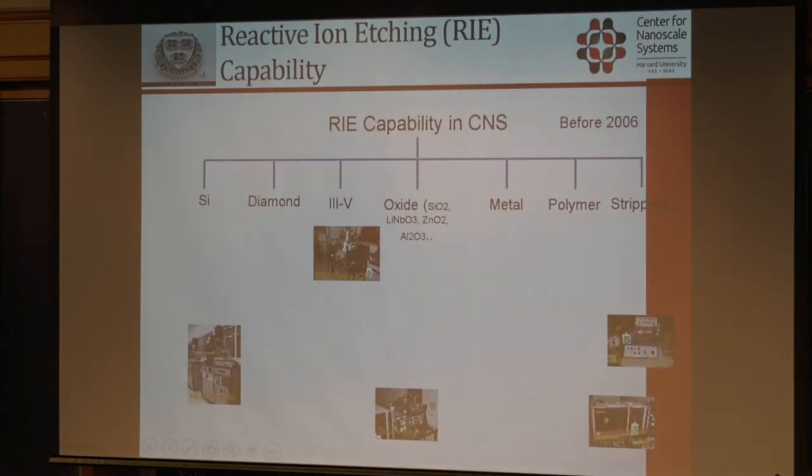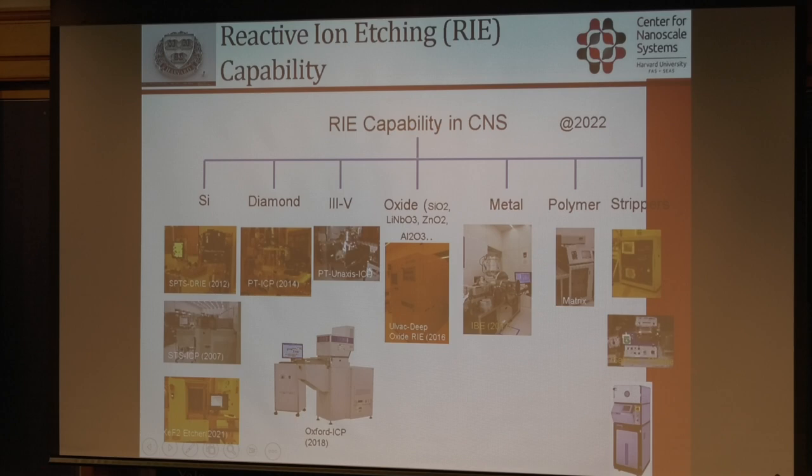Another area is etching. Before 2006, when I joined Harvard, it disappointed me a lot. At that time we only had two working RIEs, one in South Bay, very simple, and another ECR etcher. There was no process control, it was a very dirty chamber, and you couldn't expect a consistent etching rate. Now, for different materials, we have several tools to cover that area.